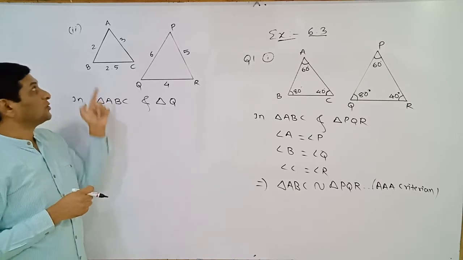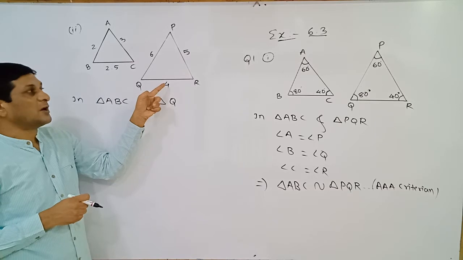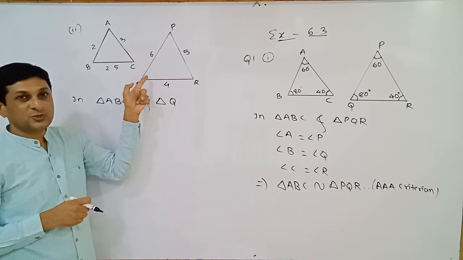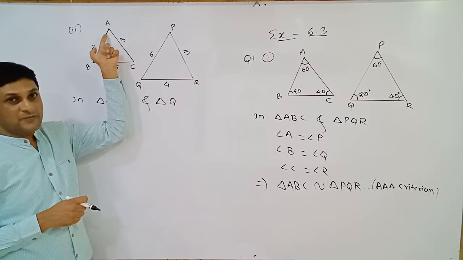So angle A is included in which two sides? 2 and 3, and their corresponding sides are 4 and 6. And in these two sides, which angle is included? Q. So the corresponding angle of angle A is Q.